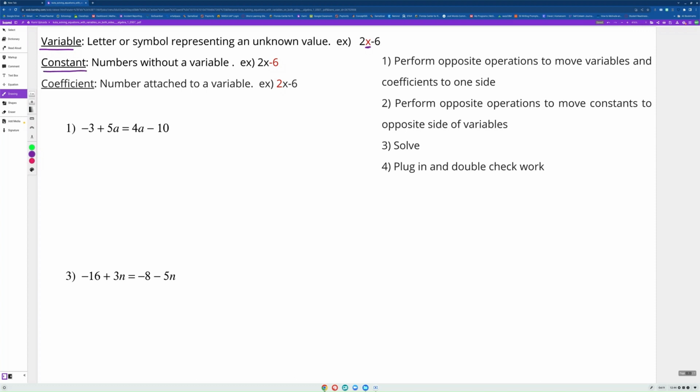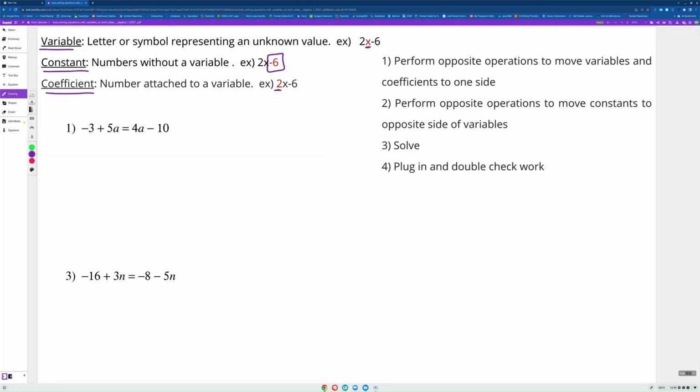After variable, I have something called a constant. Your constant is a number without a variable. So in this case of 2x minus 6, the entire constant will be negative 6 because the sign is also very important. And then we have our coefficient. Coefficient is a number that's attached to our variable. So if we look at our example problem of 2x minus 6, it is going to be 2.